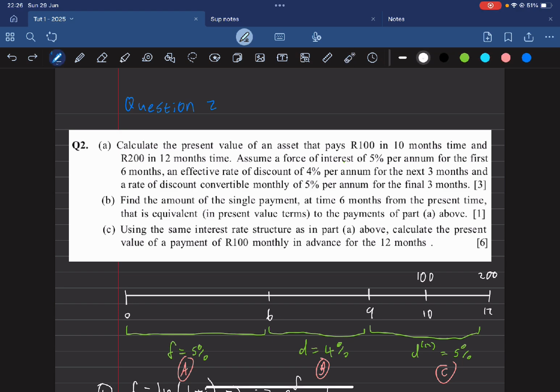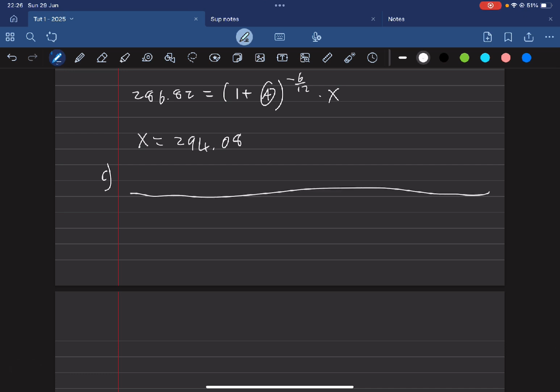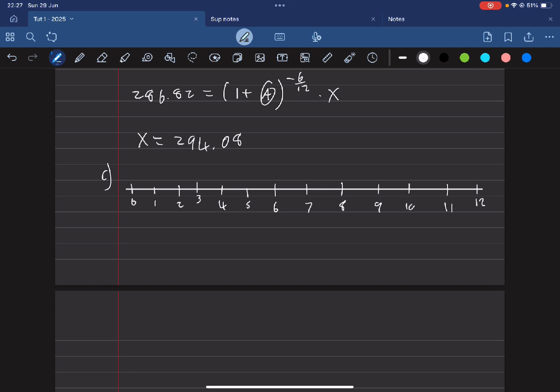Okay, so again, let's do a timeline. This one looks a little bit more complicated. Let me draw it nice and straight. Perfect, so I'm going to go from time 0 to time 12. I'm going to write in all of them: 1, 2, 3, 4, 5, 6, 7, 8, 9, 10, 11, 12. Cool. And let's also write in where our interest rates are. So we have that period, that period, and that period. Over this period it has interest rate A, which we calculated.